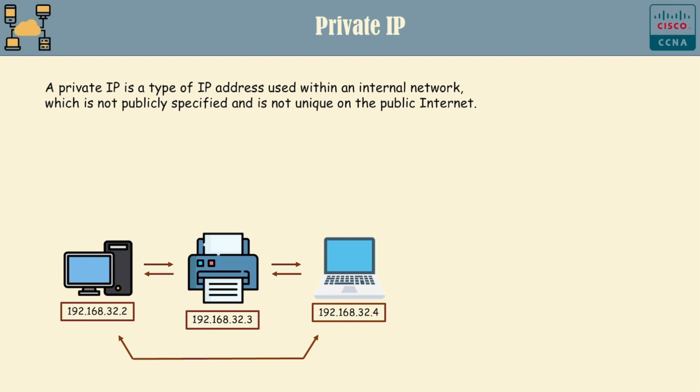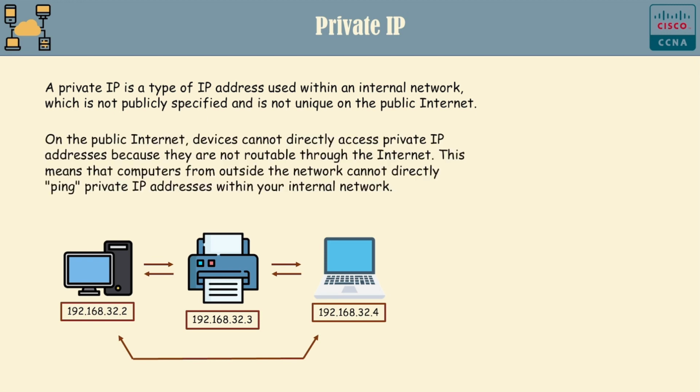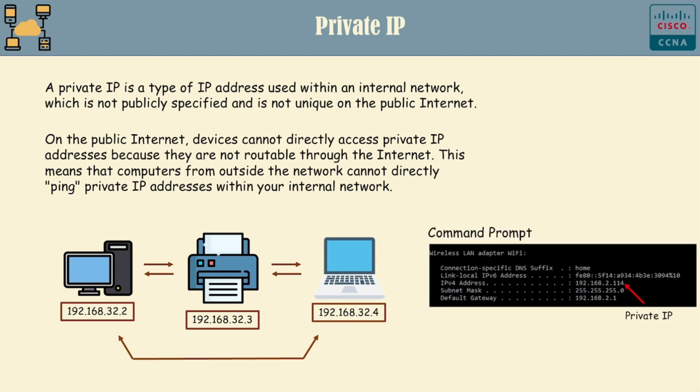Private IP addresses are utilized within home, business, or internal organizational networks to distinguish devices and facilitate network communication within the local area. On the public Internet, devices cannot directly access private IP addresses because they are not routable through the Internet. This means that computers from outside the network cannot directly ping private IP addresses within your internal network. Private IP addresses are only valid and functional within your local network. We can check private IP through the command prompt.